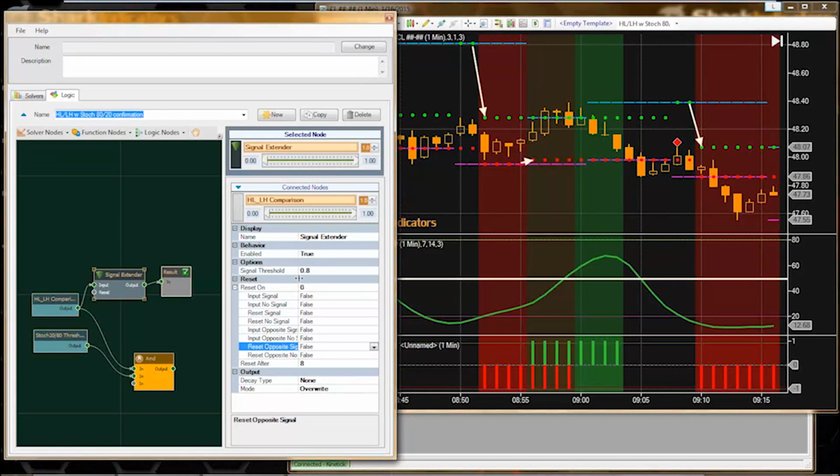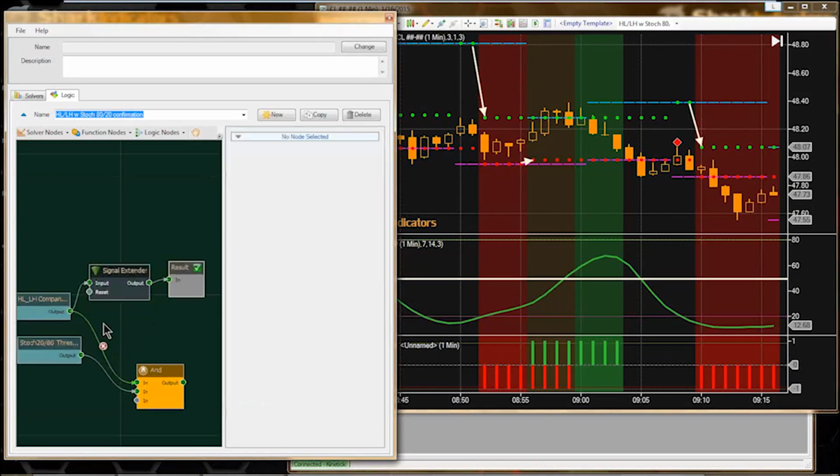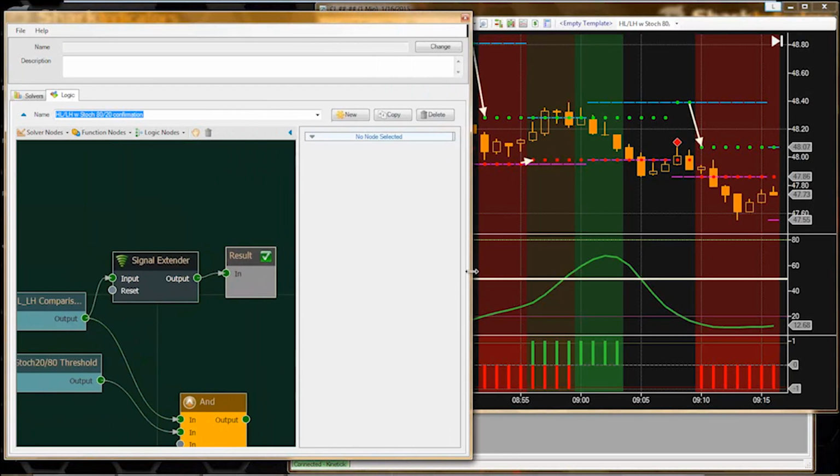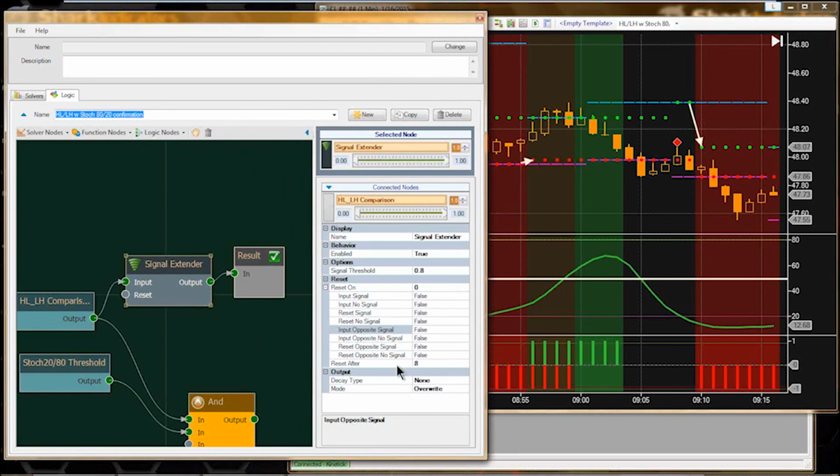What we want, let me stretch this out, is input opposite signal. Where is it? There we go, input opposite signal. And let me zoom in here. I'll have to stretch this out a little bit. The reason why we want input opposite signal is because we're only using the input connector, right? We're not using the reset connector. So therefore, we're not going to use any of these resets here.